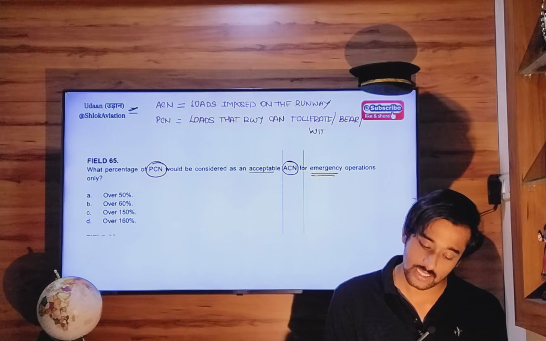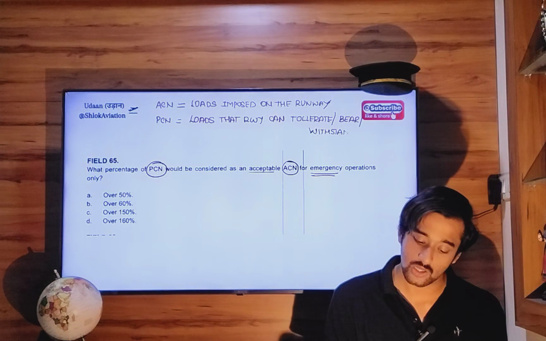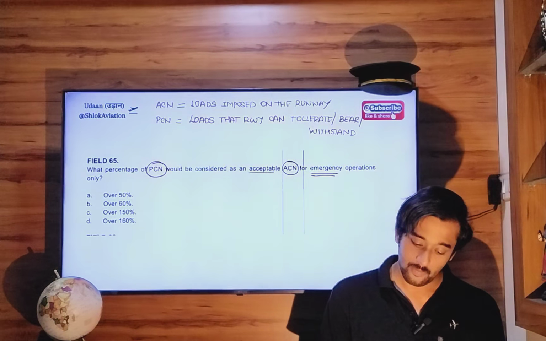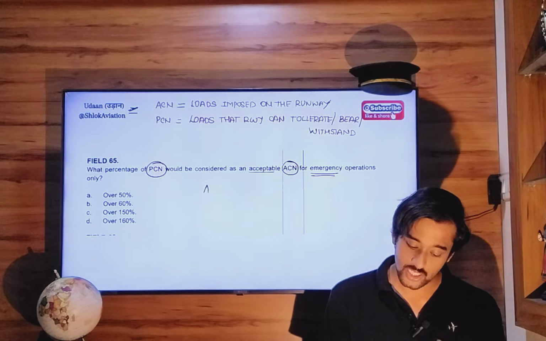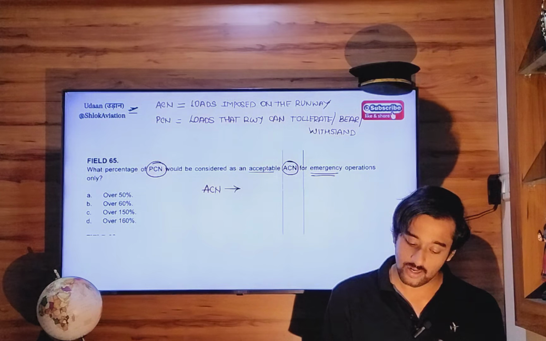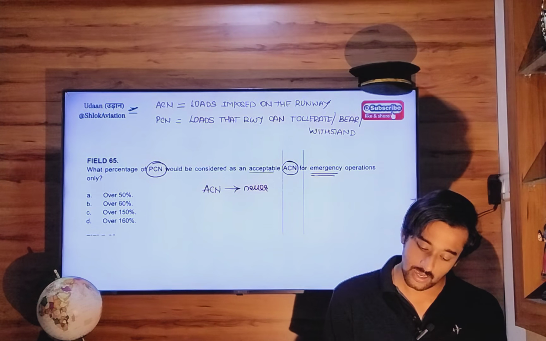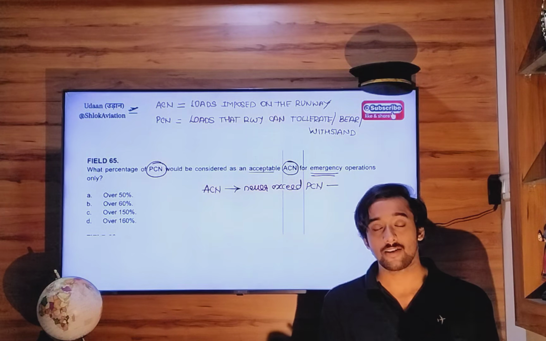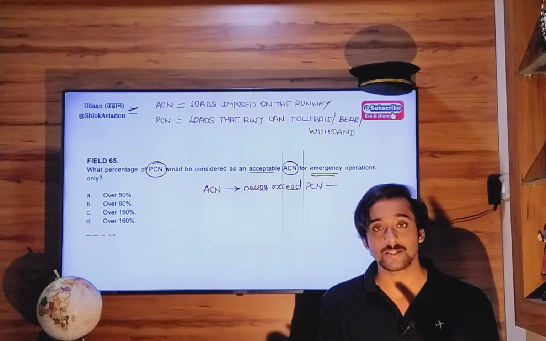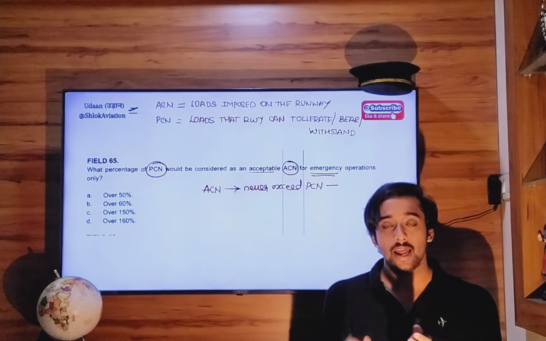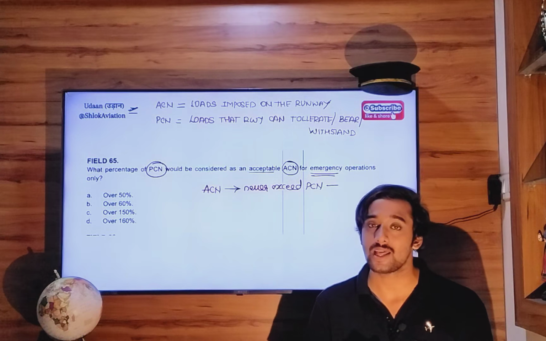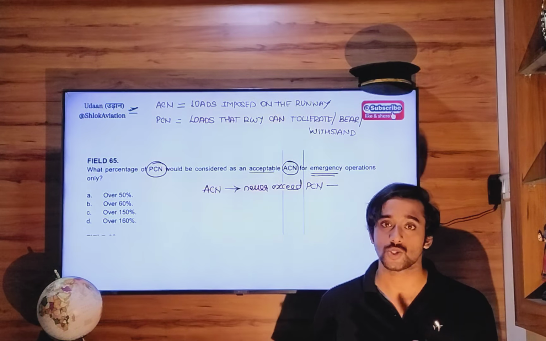Okay, so one is the loads imposed, another is loads accepted or loads received. So remember, aircraft classification number should never exceed the pavement classification number of the runway. If aircraft classification number exceeds pavement classification number and that particular heavy aircraft lands on that particular weak runway, there will be damage caused to the runway.